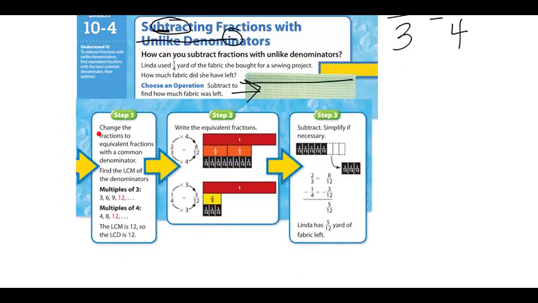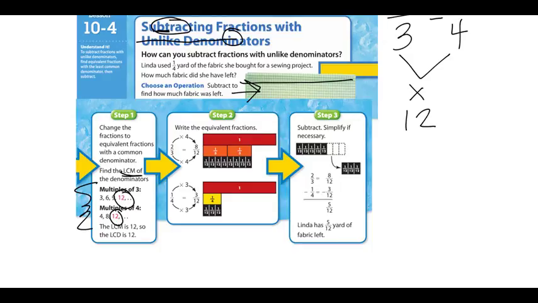It says to change the fractions to equivalent fractions with a common denominator, and they used the LCM, or the least common multiple, to determine what would be equivalent. Now, you could always just multiply the denominators. That does end up being 12, so that works out. But it could be 36, since 3 goes into 36, and so does 4. So you could use that. However, this will be the least common multiple. They did multiples of 3 and multiples of 4. 3, 6, 9, 12, 4, 8, 12. 12 is the least common multiple.